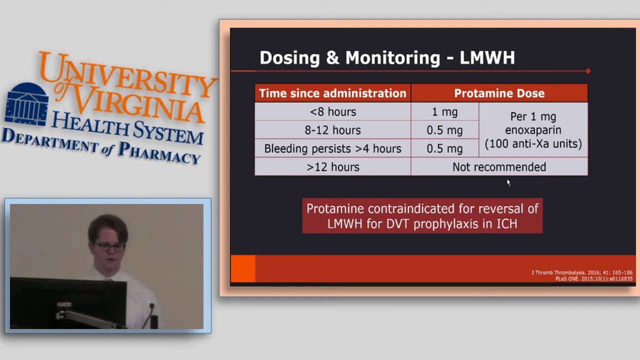once it's been after 12 hours, due to variations in clearance of the low molecular weight heparins, it is more difficult to predict what dosing should be and what the remaining content of the low molecular weight heparin is, so it's therefore not recommended. And sort of similar conditions are why protamine administration is not recommended for reversal of prophylactic doses of low molecular weight heparins in the setting of ICH. It's again that unsureness about what has actually entered the system and what still remains.